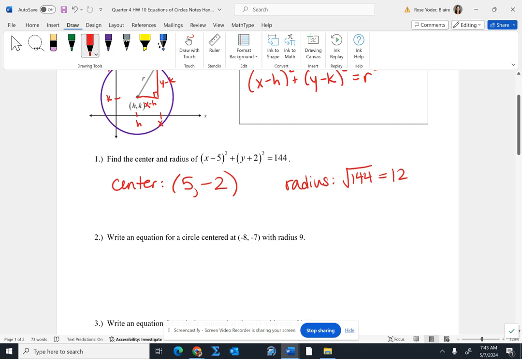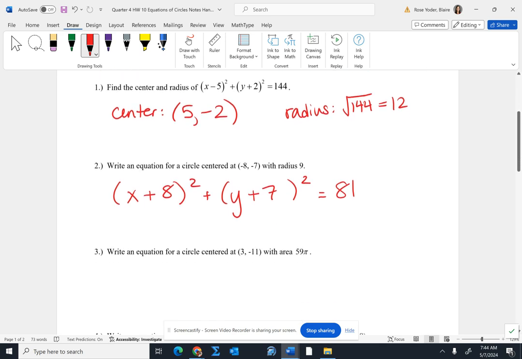Let's do the opposite. We're going to write our own equation. So I'm going to set it up in the right form because I know that I need x minus something squared plus y minus something squared equals radius squared. So this time the center, the x coordinate, is negative 8. So x minus negative 8, I'm going to write instead like x plus 8. And y minus negative 7, I'm going to write like y plus 7. And then I need to take my radius and square it. So 9 squared is 81. And that's it. That's the equation for the circle.